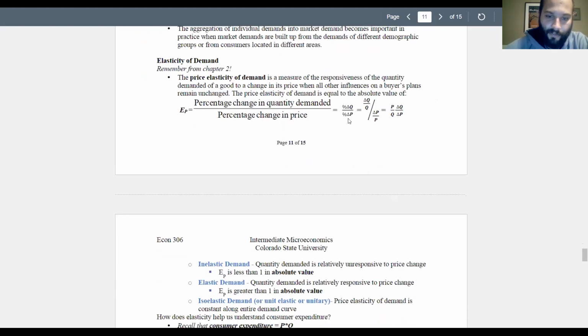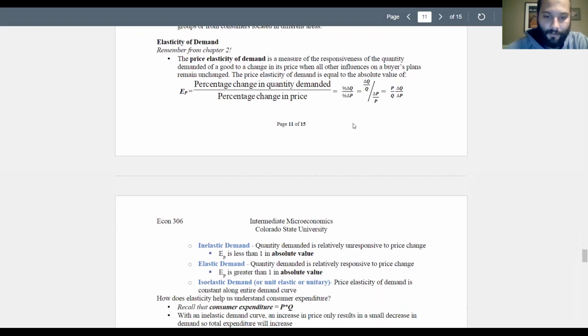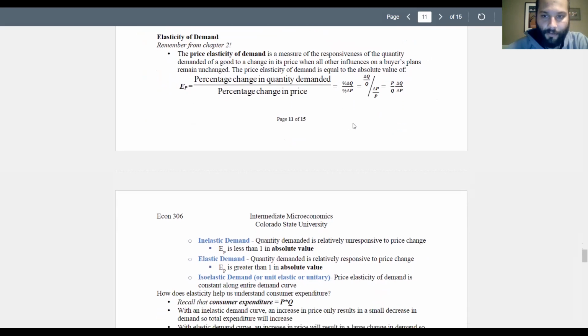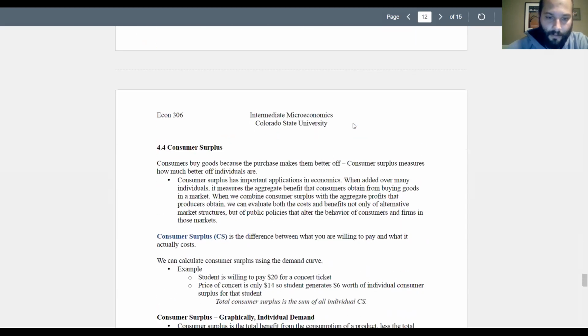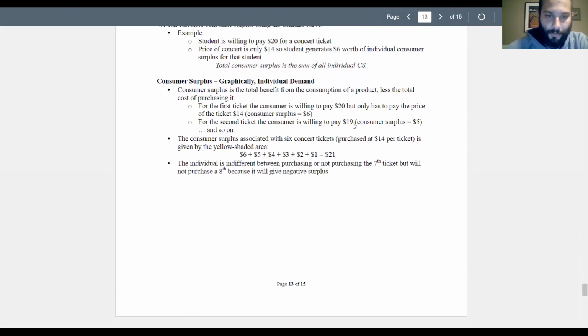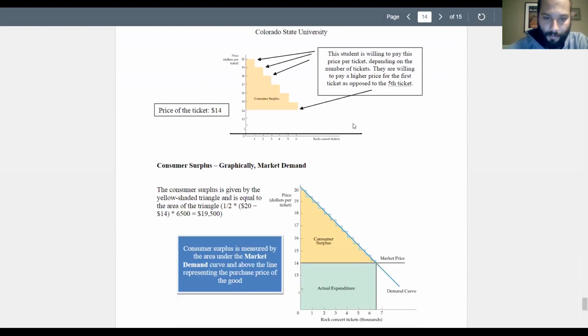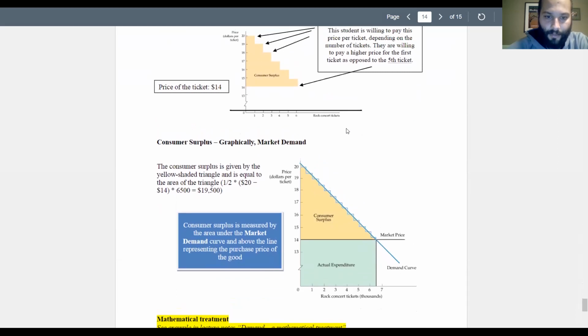Right, elasticity we covered back in chapter 2, but that's still on this exam, so make sure you're familiar with that. Let's talk about consumer surplus. So consumer surplus is the distance between demand and market price up to our actual quantity sold. So what is this saying?